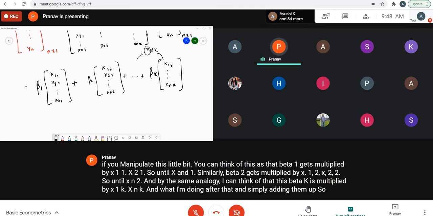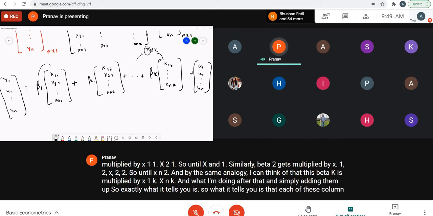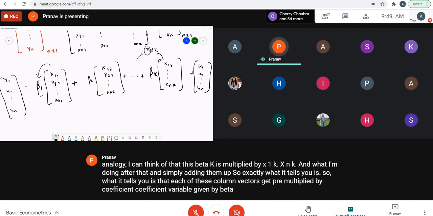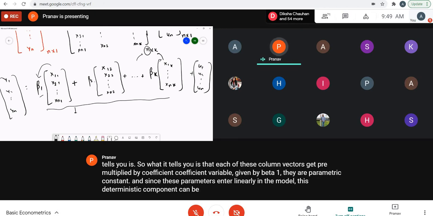So exactly what it tells you is that each of these column vectors gets pre-multiplied by a coefficient given by beta 1. They are also called parametric constants. And since these parameters enter linearly in the model, this deterministic component can be understood as a linear combination of x's.